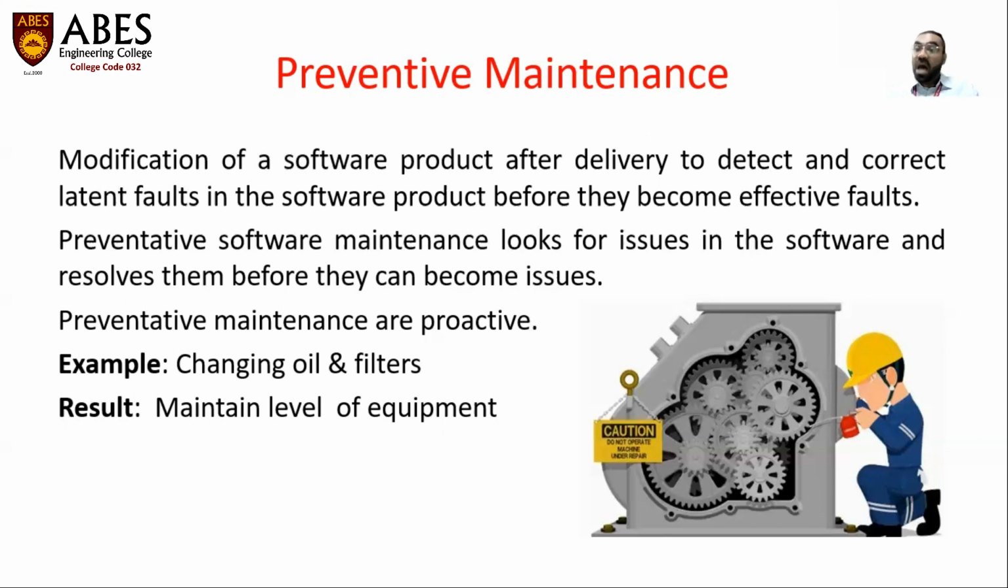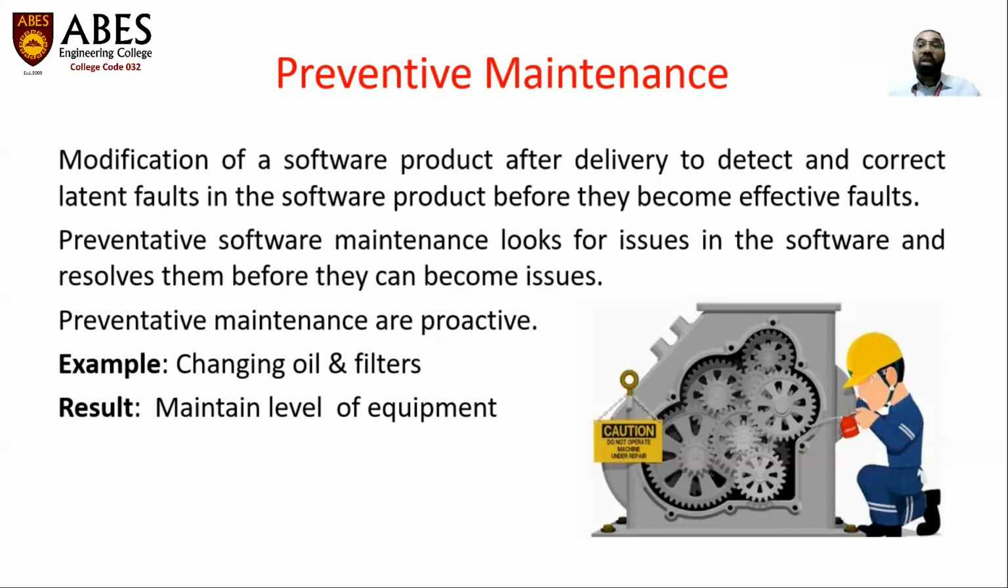Modification of a software product after delivery. See, the important point is that we are doing it after delivery to detect and correct latent faults, very small ones, in a software product before they become effective faults or failures. Preventive software maintenance looks for issues in the software and resolves them before they can become bigger issues. Preventive maintenance is proactive. That's what I'm trying to say. You are acting prior to what is going to happen. So that's why there's a difference between preventive and corrective. Don't get confused. Preventive is proactive and corrective is post-active.